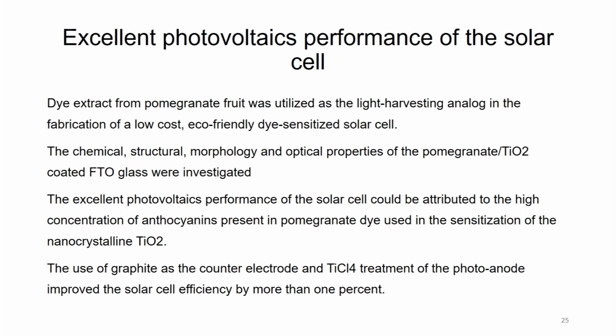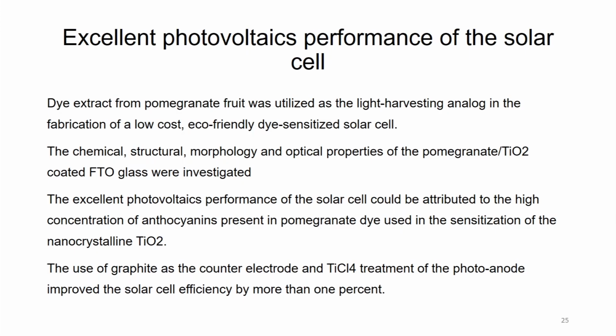Dye extracted from the pomegranate fruit was utilized as a light harvesting analog in the fabrication of low cost, eco-friendly dye sensitized solar cells. The chemical, structural, morphology and optical properties of the pomegranate TiO2 coated FTO glass were investigated. The excellent photovoltaic performance of the solar cell could be attributed to the high concentration of anthocyanins present in the pomegranate dye utilized in the sensitization of the nanocrystalline titanium dioxide.